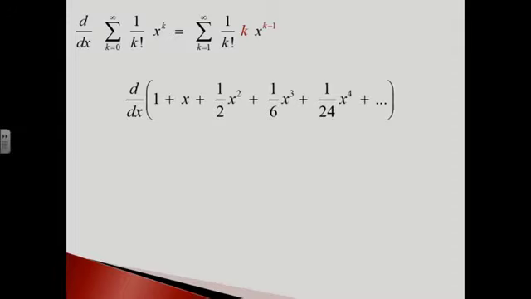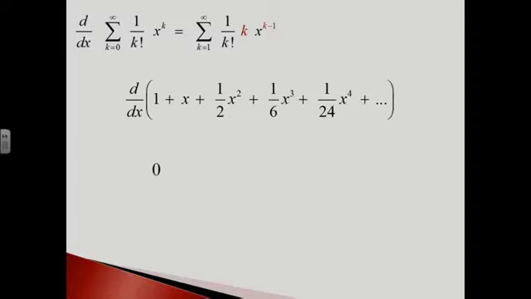For example, differentiate the power series sigma 1 divided by k factorial multiplied by x to the power of k. It can be shown that this series converges for all x. Differentiating term by term gives 1 divided by k factorial multiplied by k multiplied by x to the power of k minus 1. The initial series can be expressed as 1 plus x plus 1 half x squared plus 1/6 x cubed plus 1/24 x to the 4th plus etc.